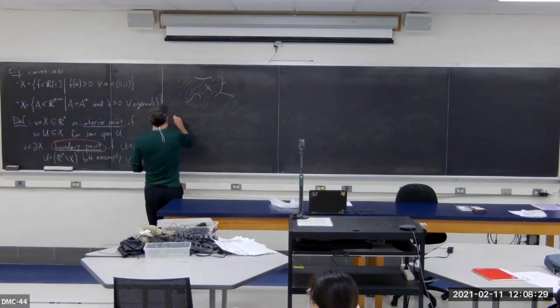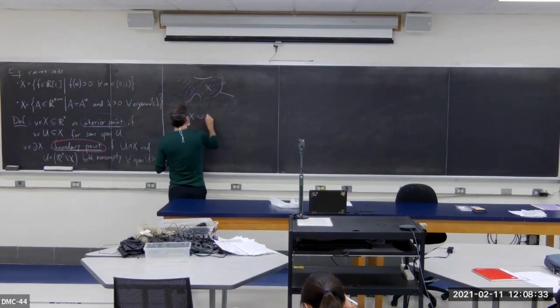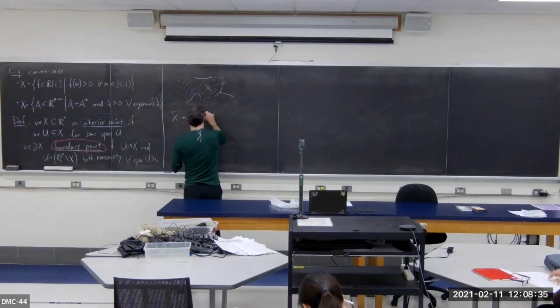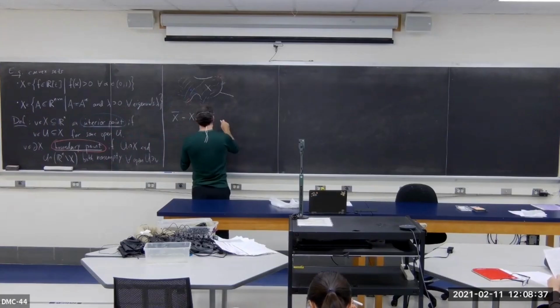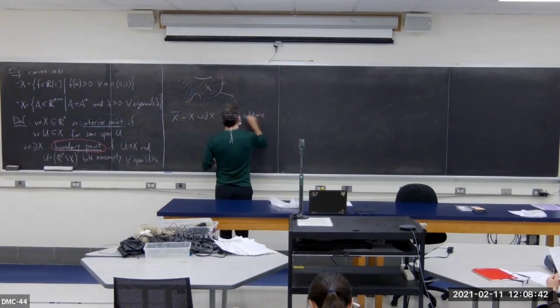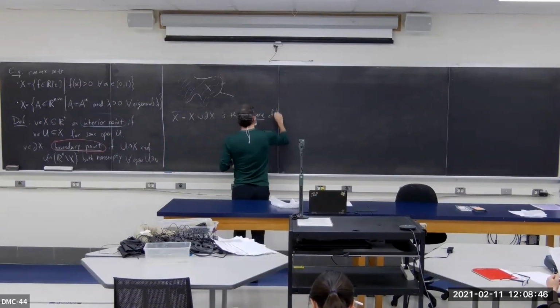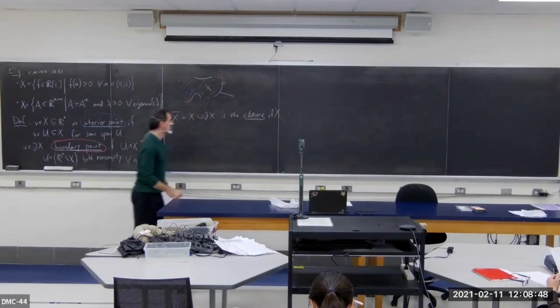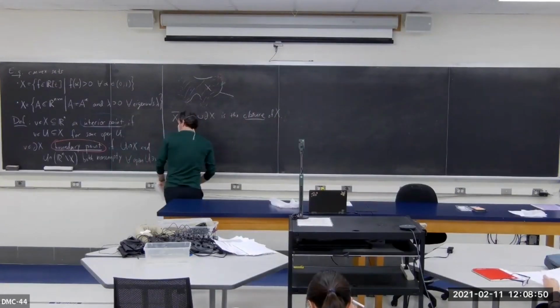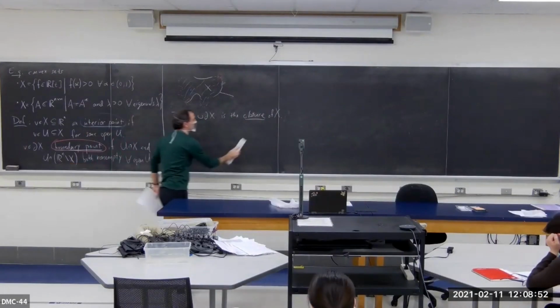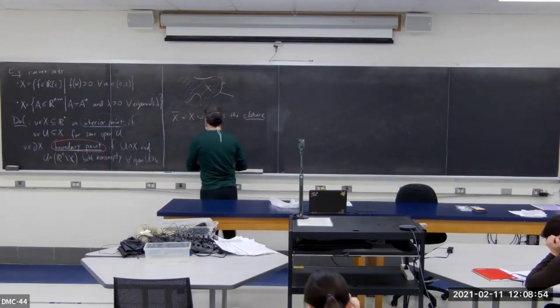And I'm going to say that X bar is going to be X union the boundary of X, and that is called the closure of X. That's probably hard to read. Yeah, there's a line going through it.